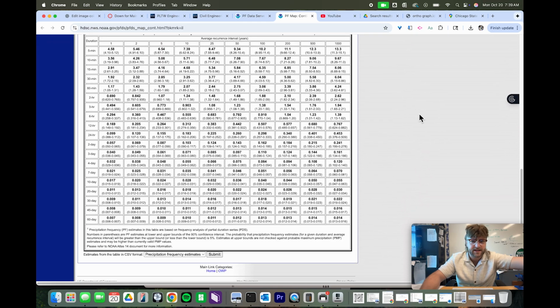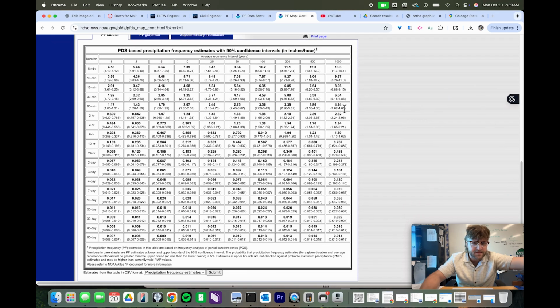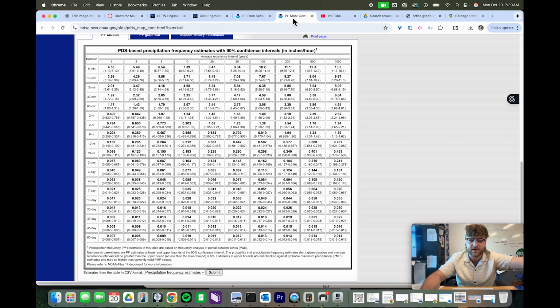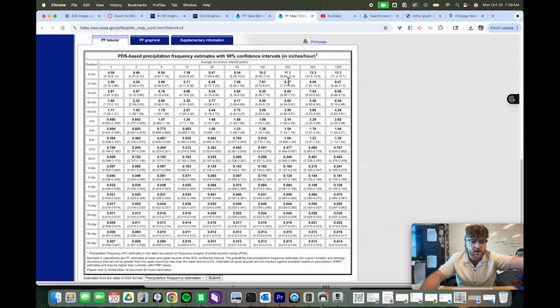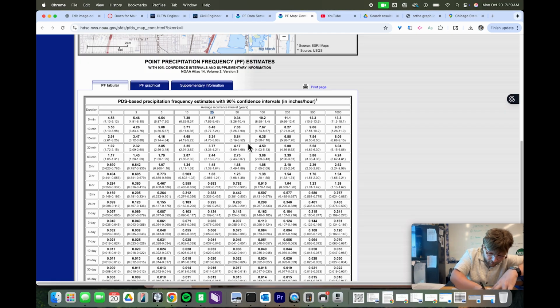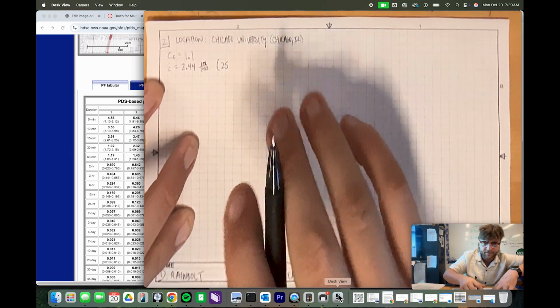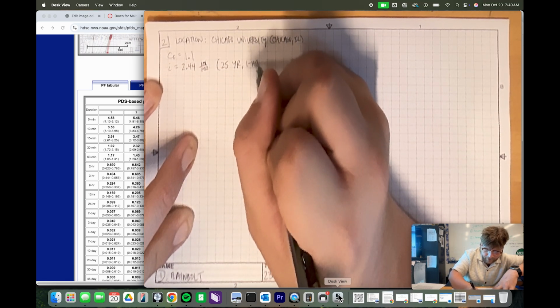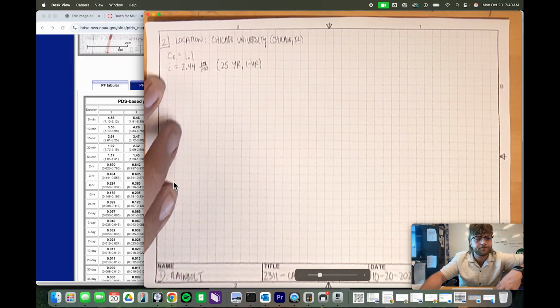Perfect. We've got our precipitation chart here. So we're finding I, the intensity in inches per hour. And so just as we said, we are dealing with a 25-year, 1-hour storm. What we've got here for our intensity is going to be 2.44 inches per hour. And then I'll bring this back here. I'm going to put in 2.44 inches per hour. Remember, this is for a 25-year, 1-hour storm. So we're going to put that down as well.